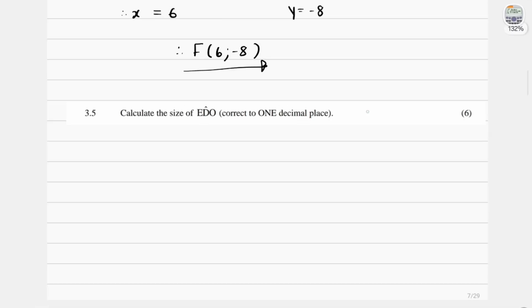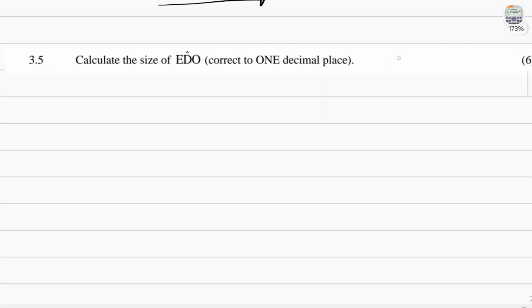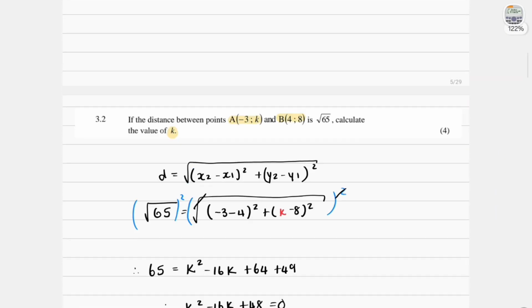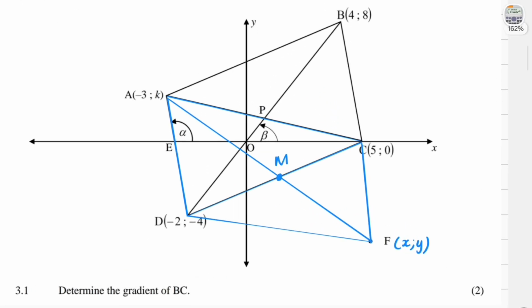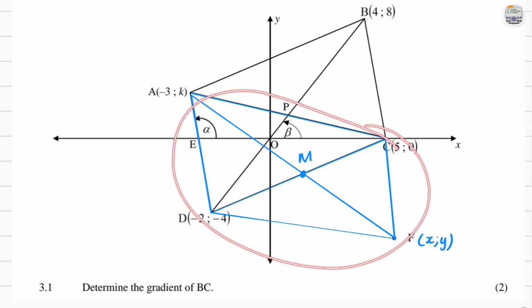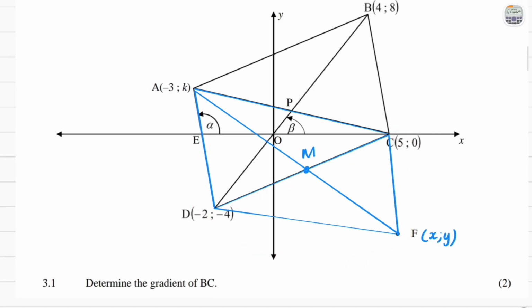Question 3.5 says, calculate the size of angle EDO correct to 1 decimal place. So EDO, let's just see what it looks like. And let's see how we can find this. Is this angle EDO? Okay. It's really the angle ADO or ADP. So you see that we can actually use this parallelogram we already drew to find it. Here's how we can find this angle.